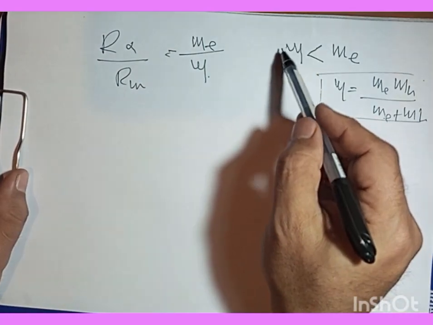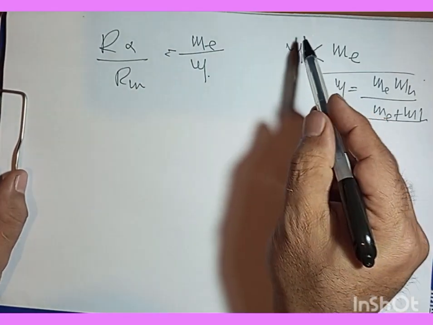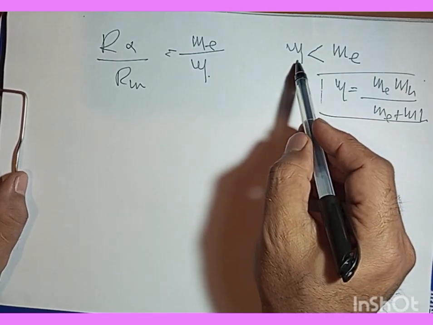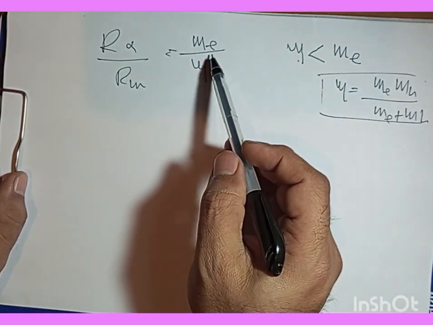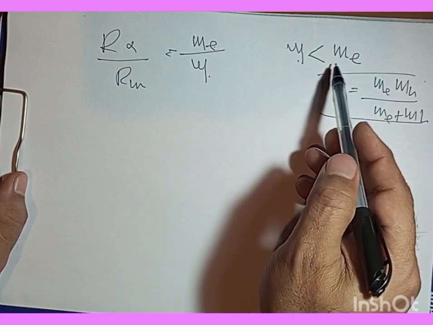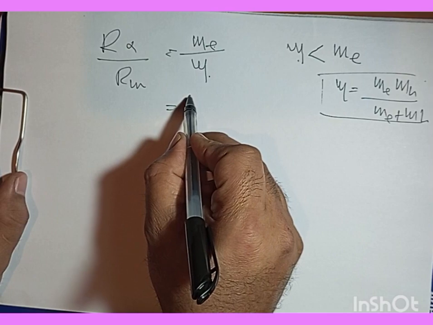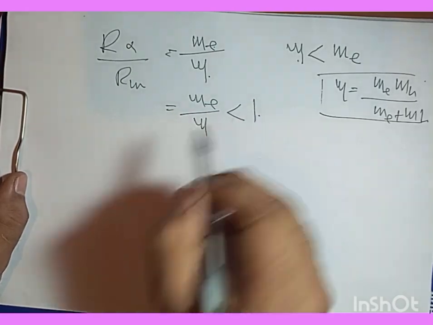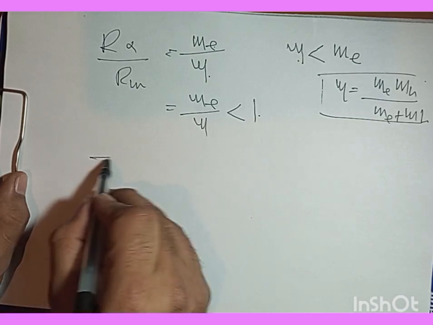Now this reduced mass is less. If this reduced mass is less, that means mu is less than me. If mu is less than me, that means me by mu is less than 1. So if it is less than 1, what does that mean?